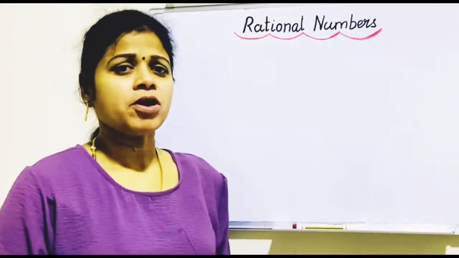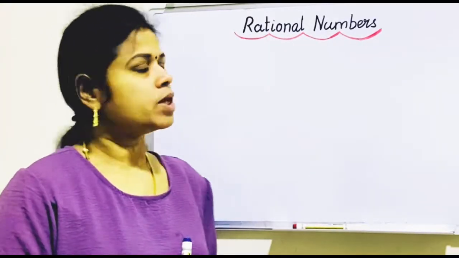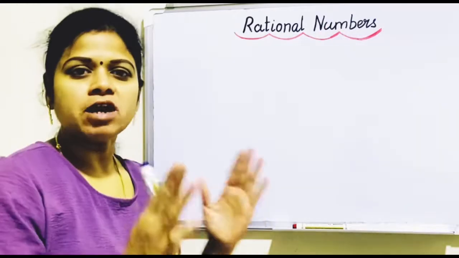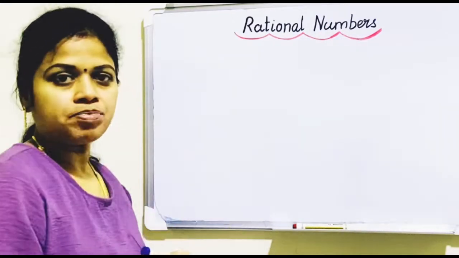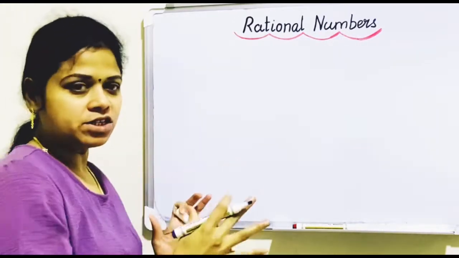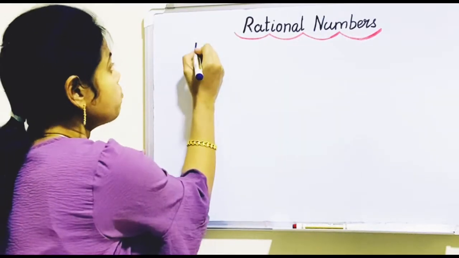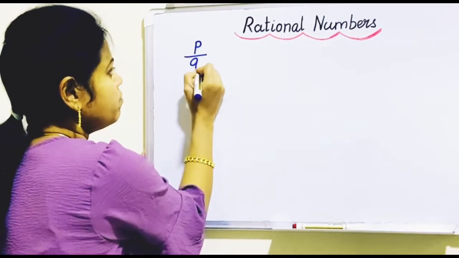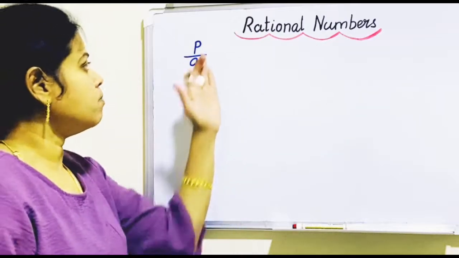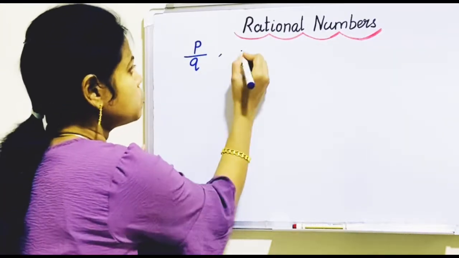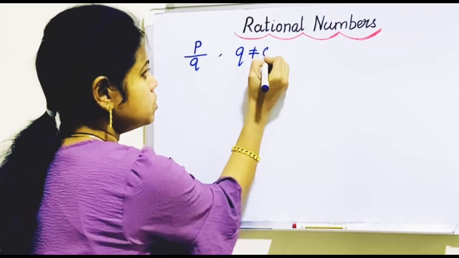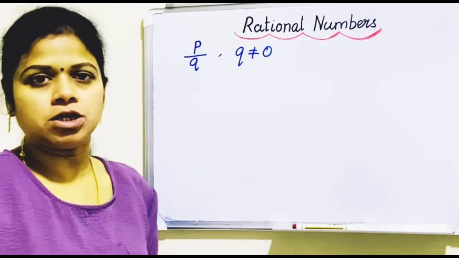Rational numbers. What are rational numbers? A rational number is a number that is expressed as a ratio of two integers, that is, in the form of p by q. If a number is expressed in the form of p by q, and if this q is not equal to 0, then that number is a rational number.